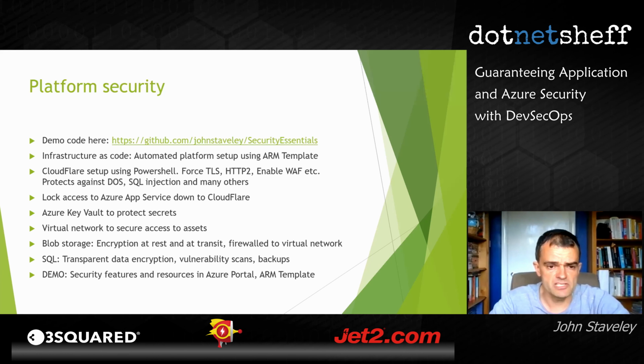So in the application code, we lock down the Azure App Service so it can only be accessed via Cloudflare. We're using the Key Vault to protect our secrets, locking down the app service and the blob storage so it sits on the same virtual network. So there's a strong closed network between the two assets, which can't be accessed from the outside. In terms of blob storage and SQL, we've got some strong secure by default, so encryption at rest and in transit, and then data encryption for SQL, weekly vulnerability scans, backups for availability, and that kind of thing.